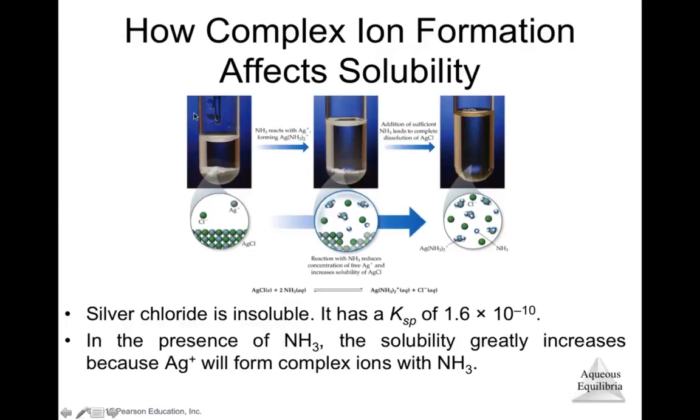So here we have silver chloride at the bottom, and we're adding amounts of NH3 to the solution, and slowly it's reacting and making it more soluble. If we add enough ammonia to react with all of the silver in the system, you will see that it makes all the silver chloride totally soluble. So this complex ion increases the solubility of the solids.